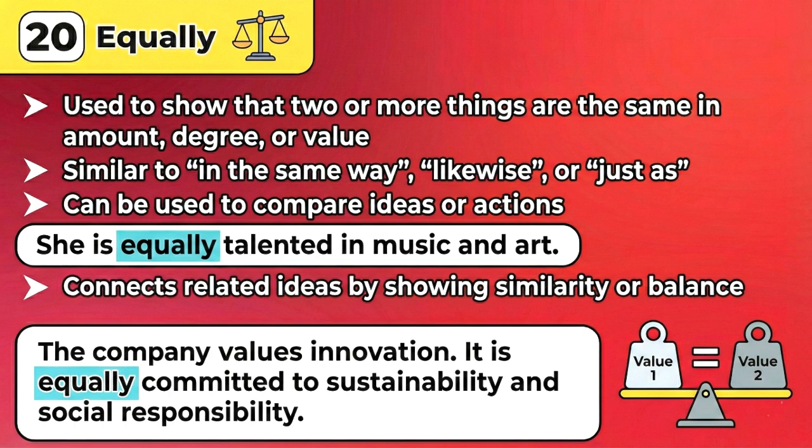Word number 20 is equally. Equally is used to show that two or more things are the same in importance, degree, or value. For example, she is equally talented in music and art. Another example is, the company values innovation. It is equally committed to sustainability.